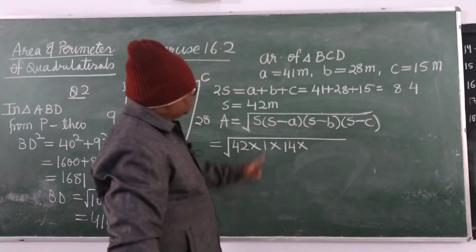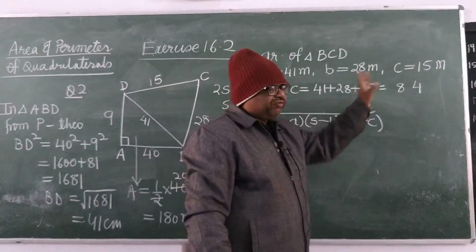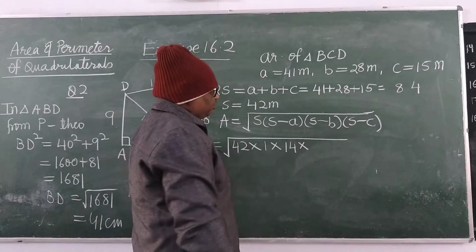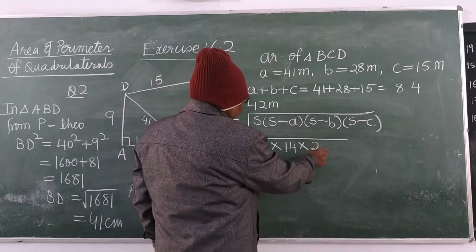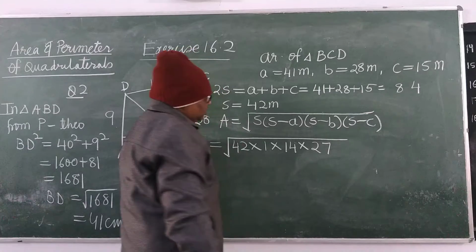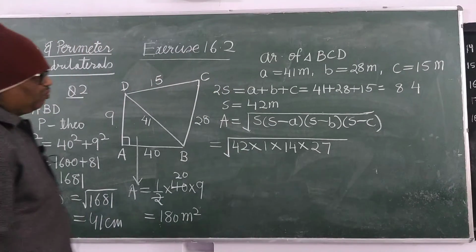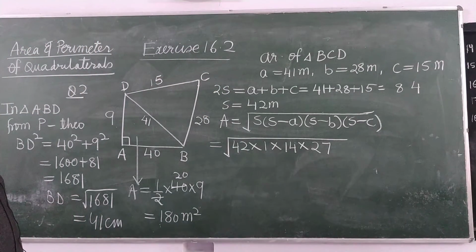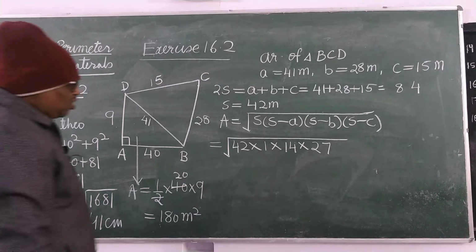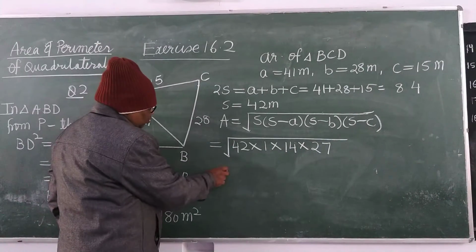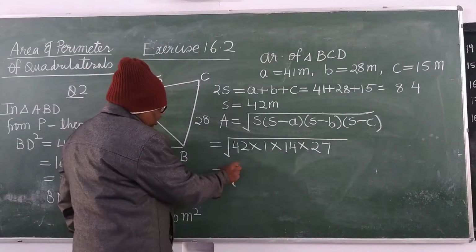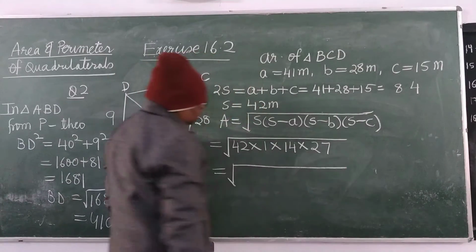Into S minus C, so 42 minus 15, it will be 27. This is 7, 5, 12, 1, 2, 1, 3, yes, it is 27. Now, how will you find its square root? We will not multiply all the numbers.